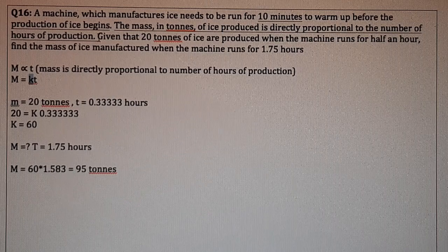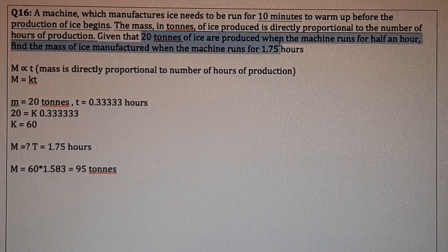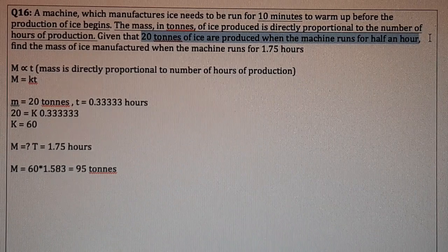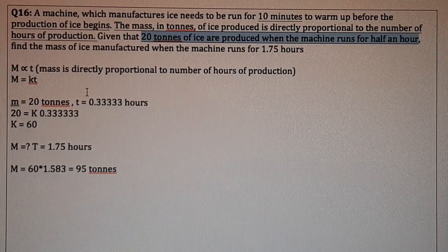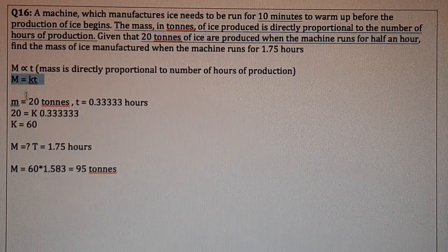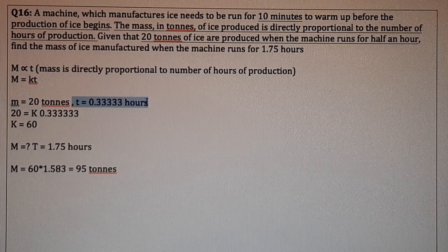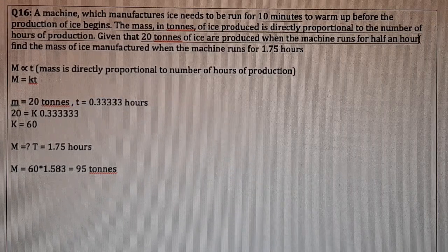Now what is required and what is given? What is given is that 20 tons of ice are produced when the machine runs for half an hour. Now this line is important to find the value of k. Using the relationship, when mass is 20 tons, the time is 0.3333 hours. Now what happened over here? Actually the time given over here is half an hour.